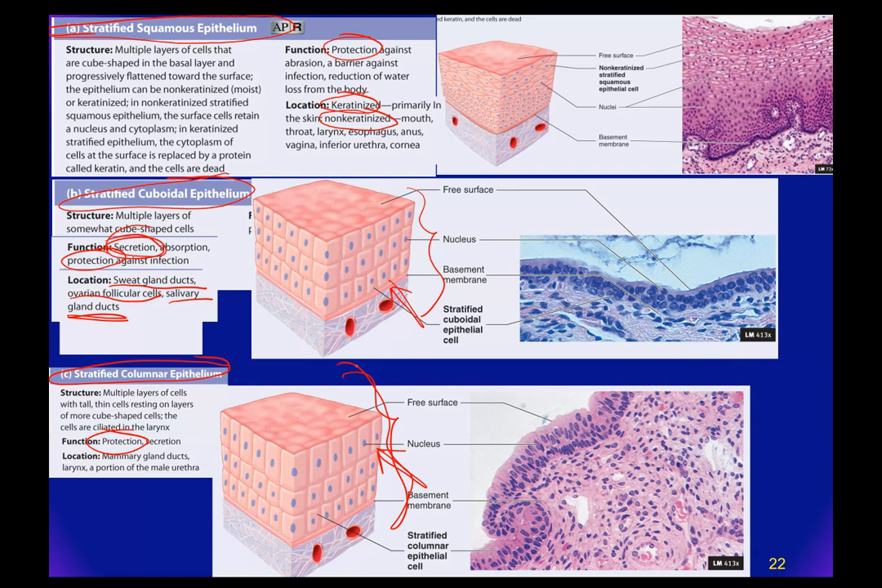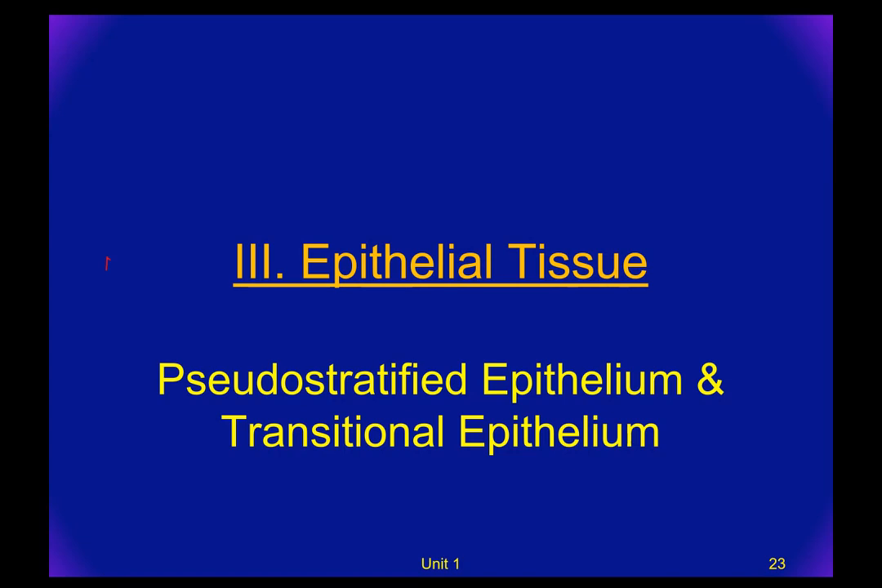Now, stratified columnar epithelium: mammary glands. These are the guys that make milk. So, as far as a function for that, it would be secretion. But in the male urethra, it's protection. Same with the larynx. Okay? Larynx is your voice box. That's what that is. Now, these are the 80% that I said, if you know this, you're 80% of the way there. Let's talk about the two exceptions.